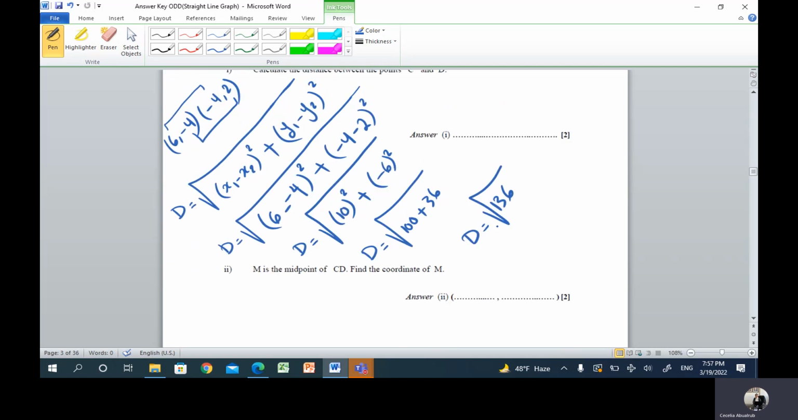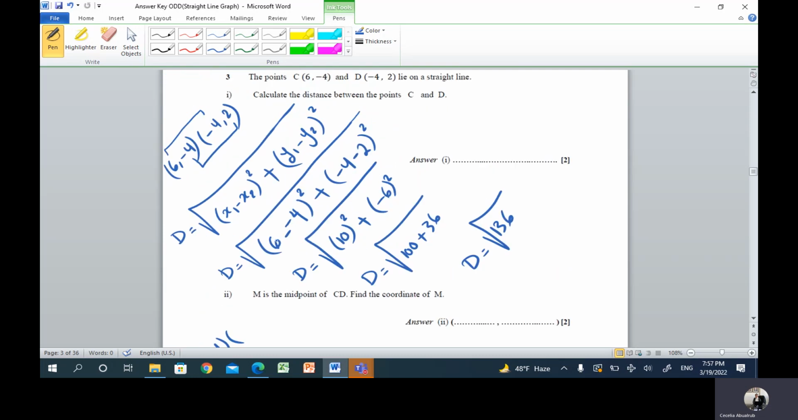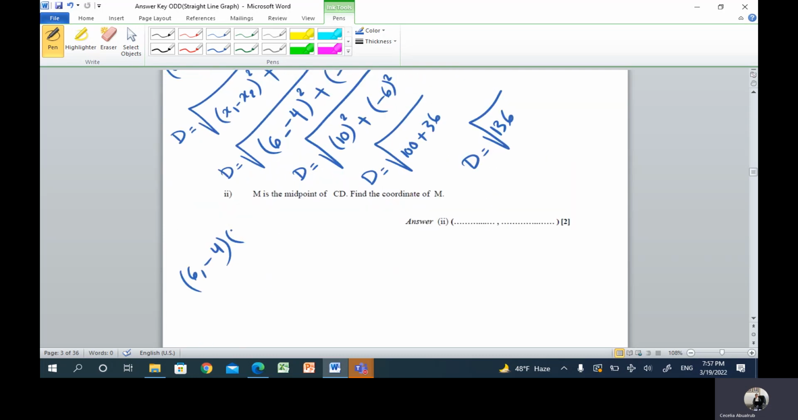Midpoint of CD. So you have 2 points. Let's write them again. So 6, negative 4. And the other point is negative 4 and 2. We want to find the midpoint using the rule. These rules, you should memorize them. So you open two brackets with a comma in the middle. Average of x, so x1 plus x2 over 2. And average of y, so y1 plus y2 over 2.